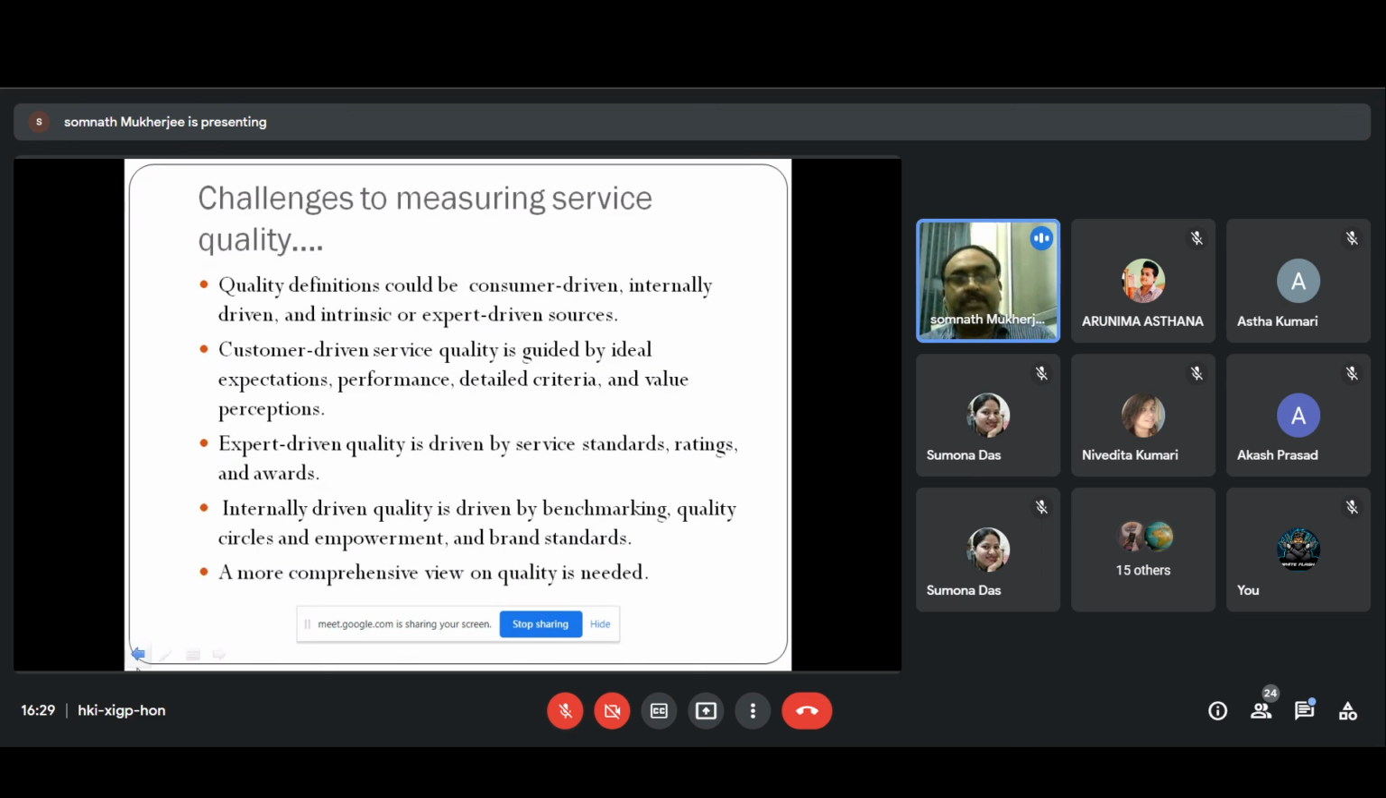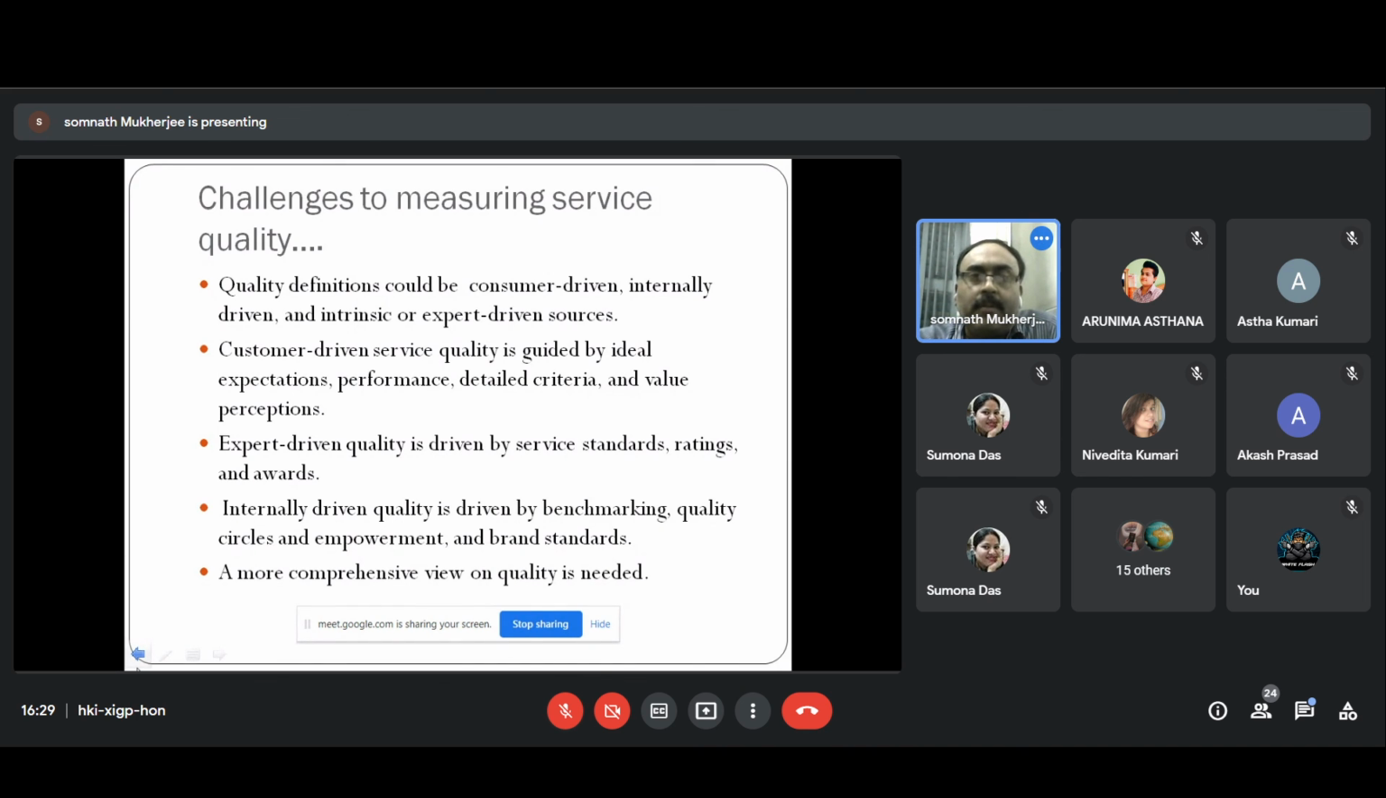Now, what are the challenges to measuring service quality? ये कुछ challenges I have listed out for you, और फिर इसकी solution हम देने की कोशिश करेंगे. Because when Dr. Chaudhary really asked me, I said that fine, I will be trying to talk about this quality measurement and maybe certain problems that I faced in carrying out my research.